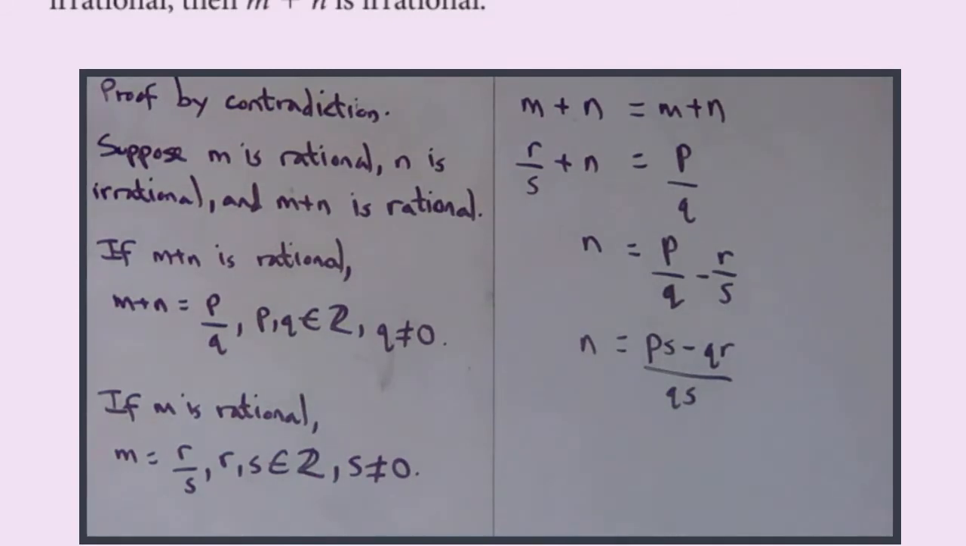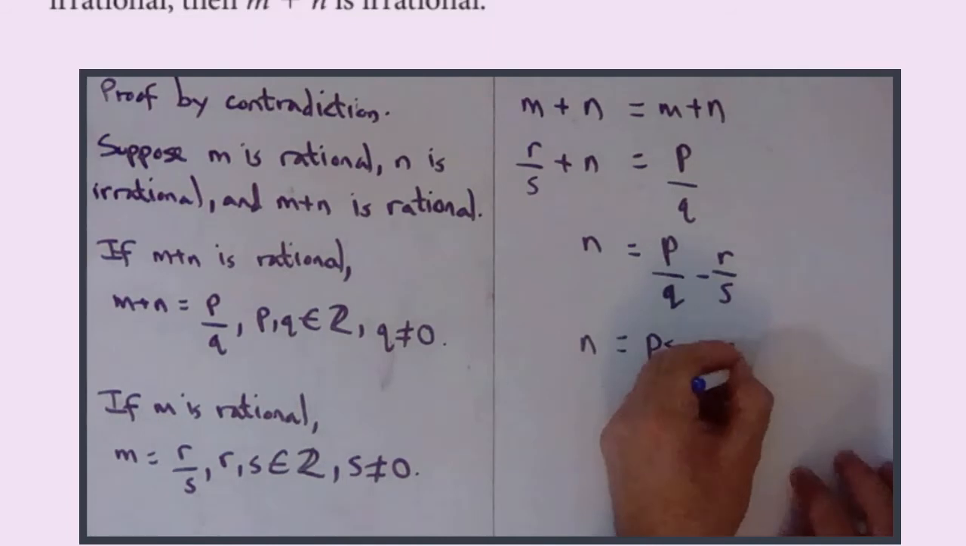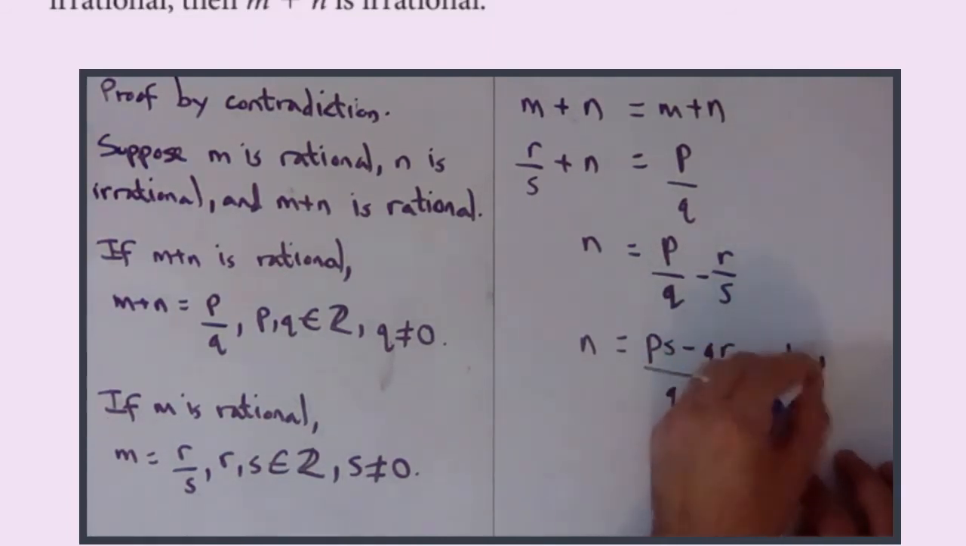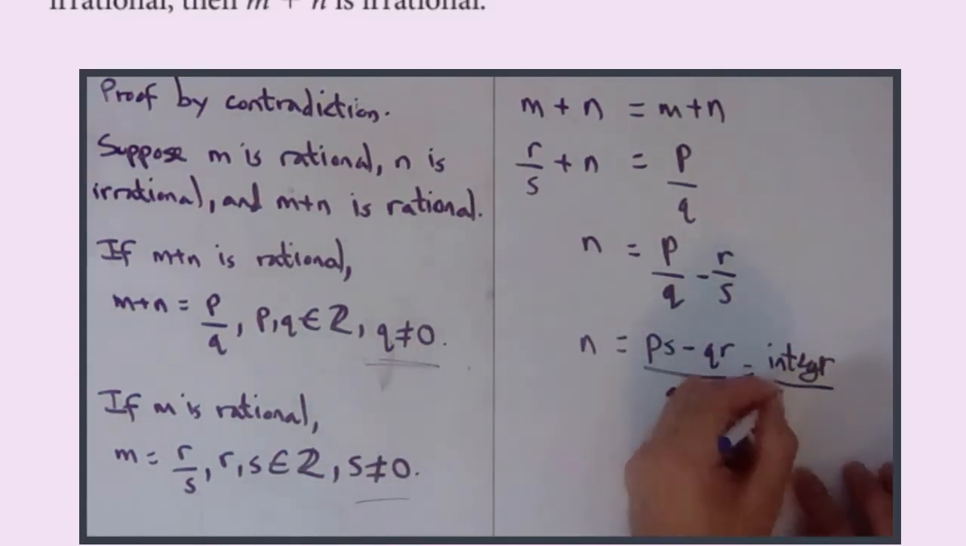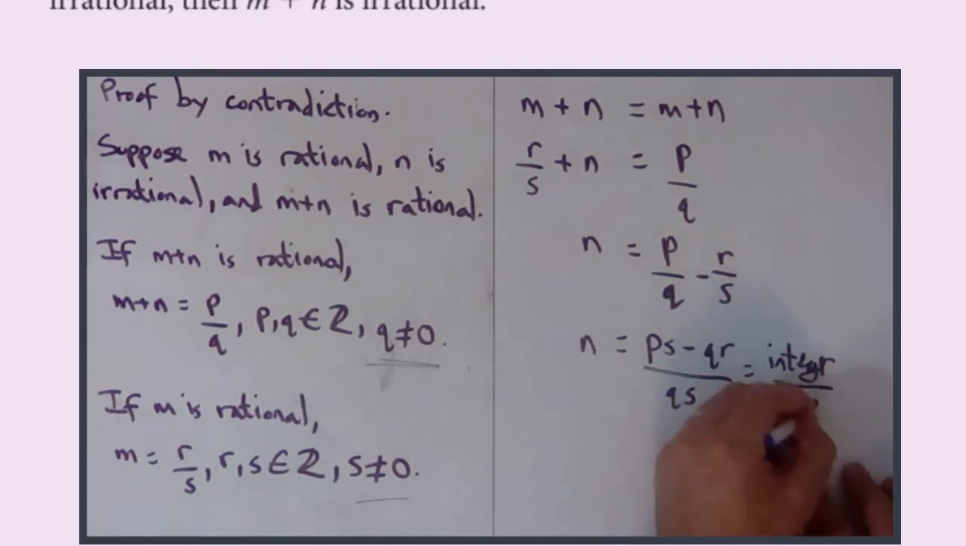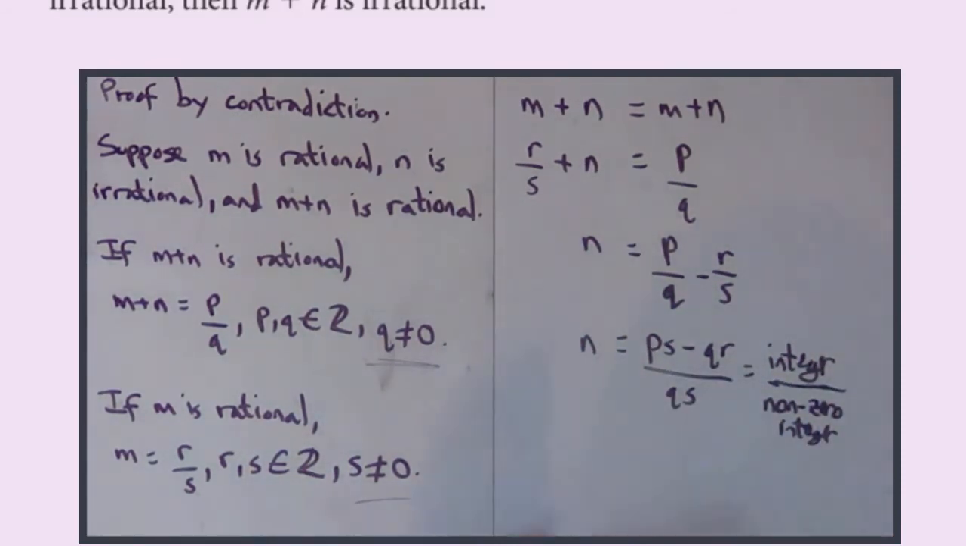Now if you look at this, ps minus qr, well, p is an integer, s is an integer, q is an integer, r is an integer. This top line is definitely an integer. And the bottom, qs, is also an integer, and it's non-zero because we've already said that q is not 0 and neither is s, so how could qs possibly be 0? So it's an integer over a non-zero integer, and that's a rational number.